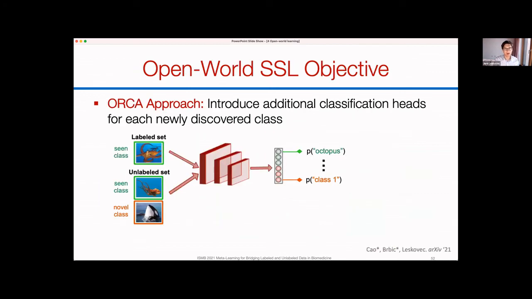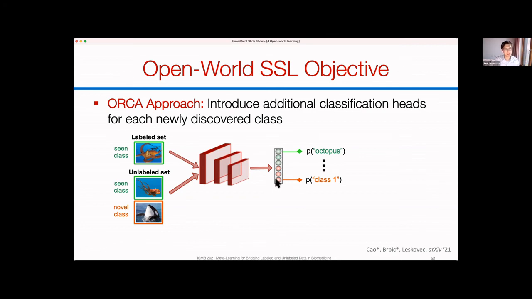The method we are going to talk about is called ORCA. And ORCA is an approach that introduces additional classification heads for each newly discovered class. So basically, the way you can think of it is that we are going to train this neural network that is going to have one head per known class, and it's also going to have kind of unallocated heads for novel classes. And we are going to train this system such that if data comes from a seen class, the correct neuron will fire for that given class. And if the example comes from an unlabeled class, from an unknown class, some other neuron for that given unlabeled class is going to fire up.